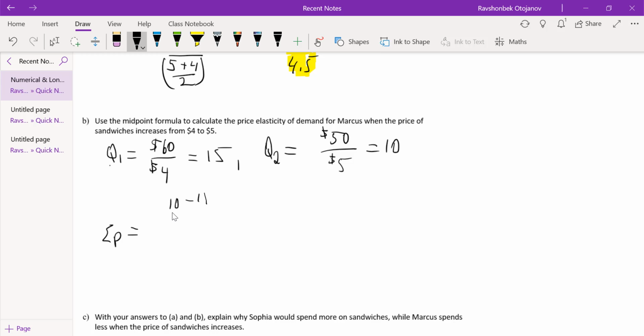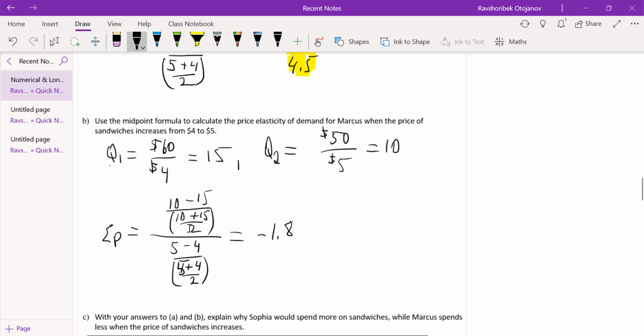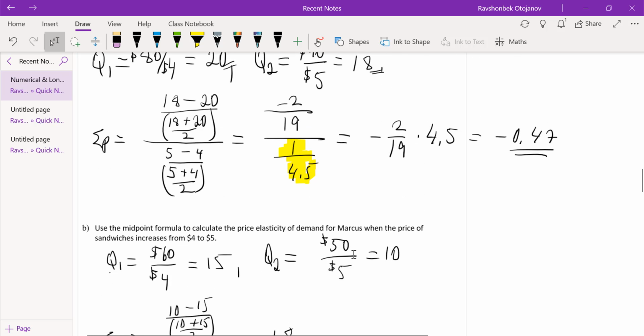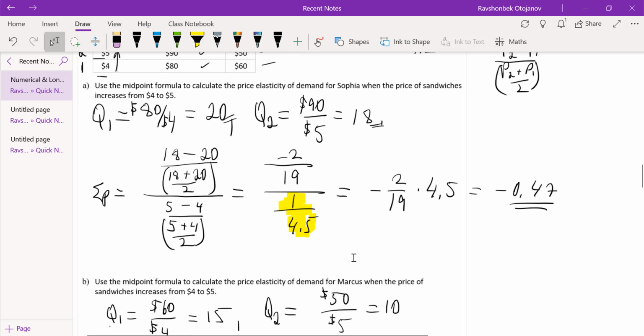So 10 minus 15 over (10 plus 15) over 2. What we have here is 5 minus 4 over, sorry, this is 5 plus 4 for consistency, over 2. Now if you do the math, we get something like this. So that is an elastic demand. So Marcus has an elastic demand here, while Sophia has an inelastic demand for sandwiches.